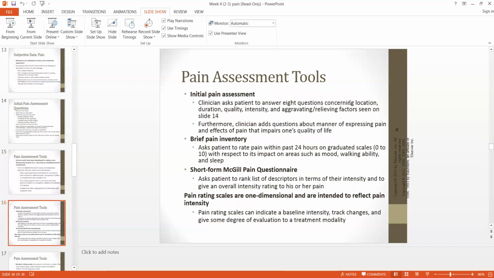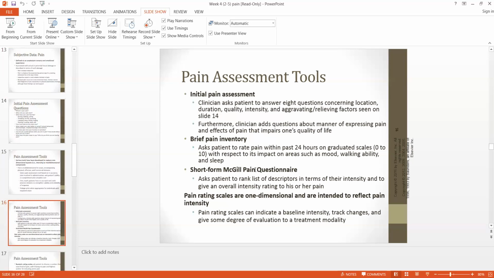So the initial pain assessment. In your book, you have the initial pain assessment. It says 8 questions. I've counted more than 8, but location, duration, all of that. And that is from your slide 14, but also in your book, on that pain section in chapter 10, there's a copy of that initial pain assessment. And then we have the brief pain inventory, and it's fewer questions, it's a quicker way to get to the pain, and it's really much more for perhaps an acute pain.